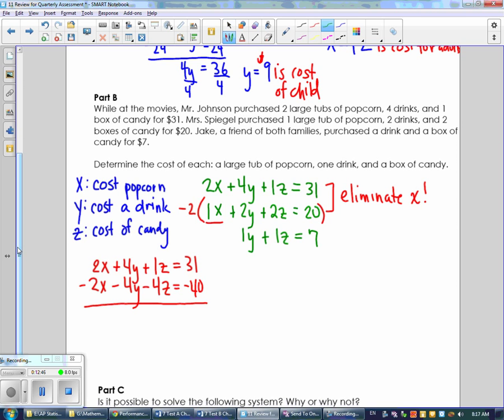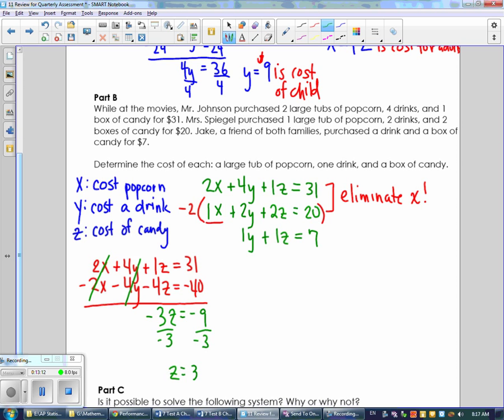Not only does my x cancel, but my y's cancel too, which is actually kind of convenient. And now I find that I'm going to have, when I combine my z's, a -3z, and 31 minus 40 leaves me with a -9. And that's actually pretty cool, because now if I divide both sides by -3, I actually have a value for one of my variables. I know the value of z.